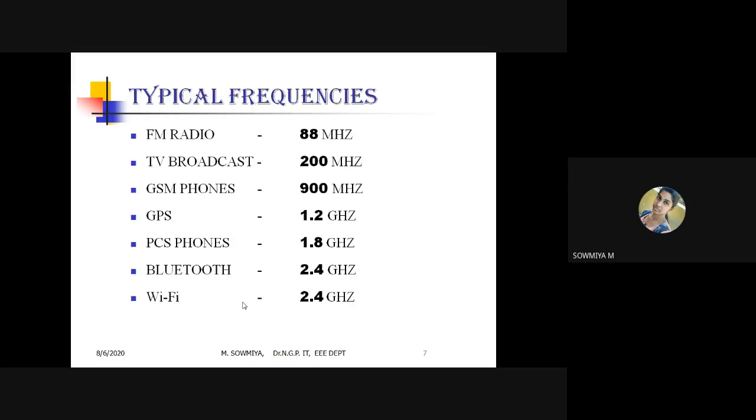Typical frequencies. In wireless communications, the frequency varies depending on the sector. In FM radios, it is 88 megahertz. In TV broadcast, it is 200 megahertz. In GSM phones, it is 900 megahertz. In GPS, it is 1.2 gigahertz. In PCS phones, it is 1.8 gigahertz. And for both Bluetooth and Wi-Fi, it is 2.4 gigahertz.